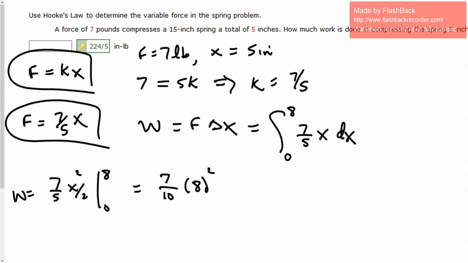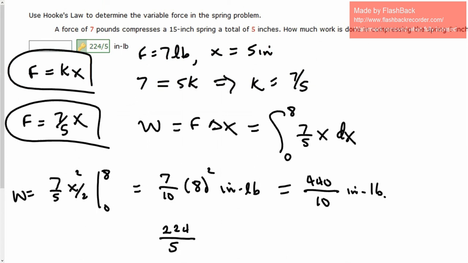And this is in inch pounds. And so work that out. That's 64 times the 7. So that's 440 over 10 inch pounds, or simplify that, 224 over 5. That doesn't make sense.